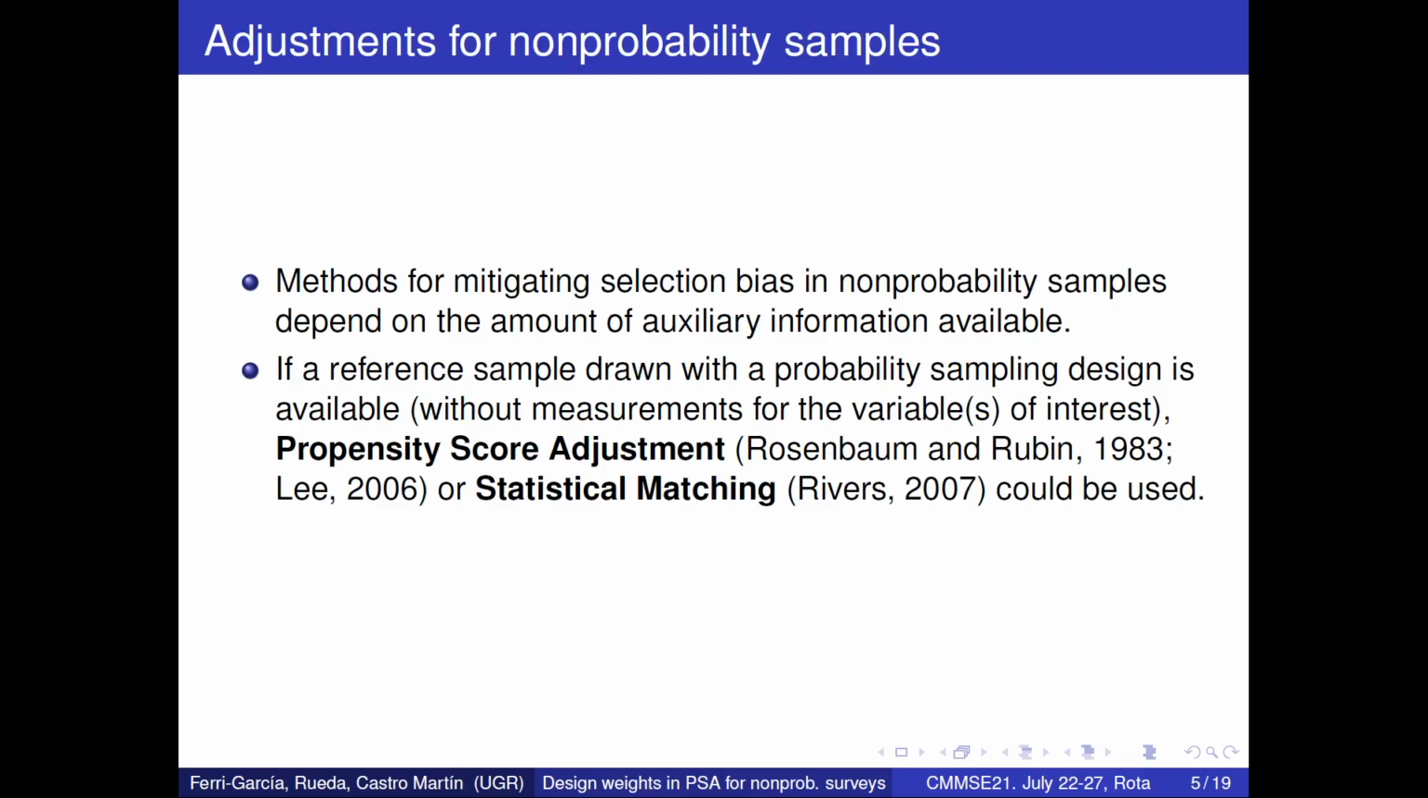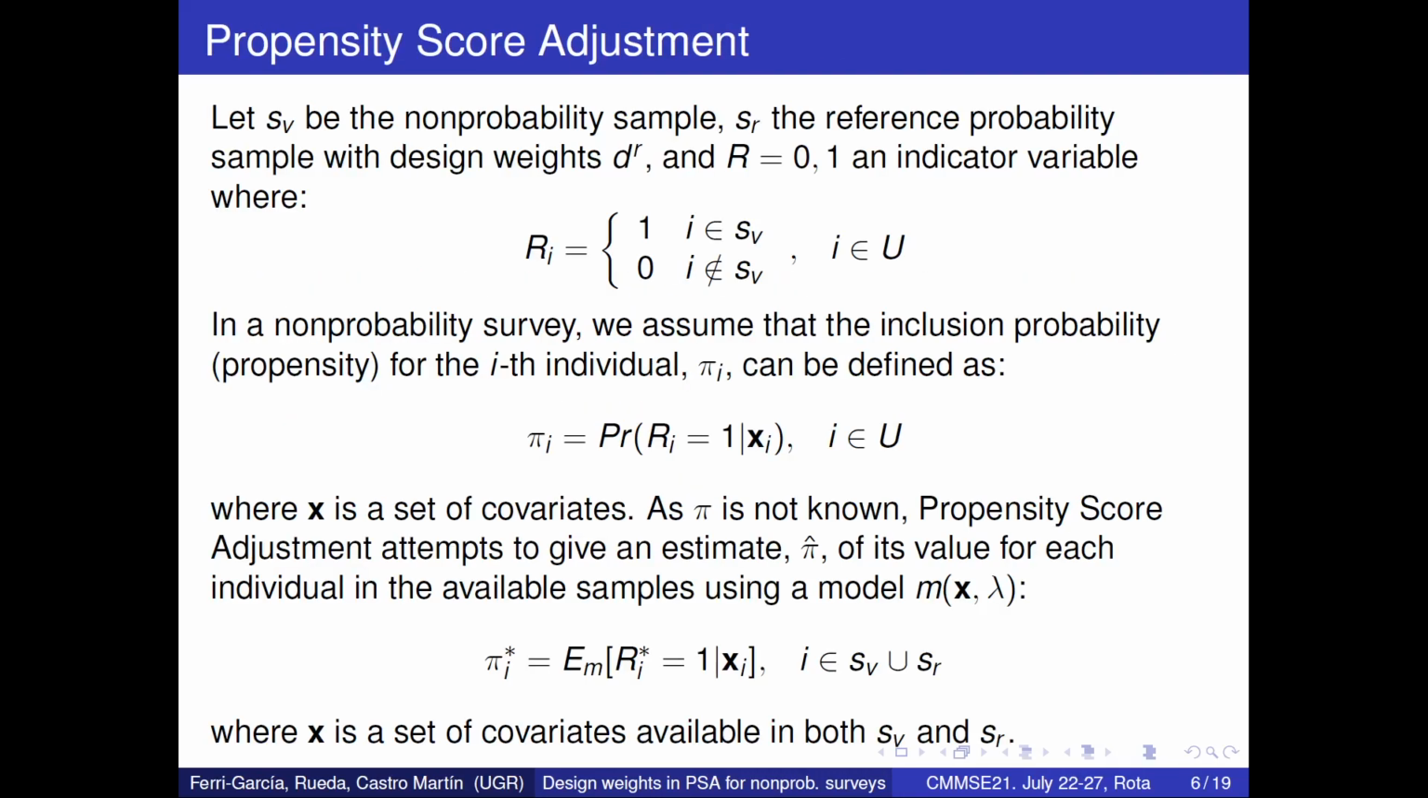Their application depends on the amount of auxiliary information available. Commonly, a probability sample from the same population is available, maybe from a government survey or from another survey from another organization. In that case, we can apply propensity score adjustment or statistical matching. Both of them are based on predictive modeling, but the former models the probability of participating in a non-probability sample, and the latter models the target variable values for individuals in the reference sample. We are focusing today on propensity score adjustment.